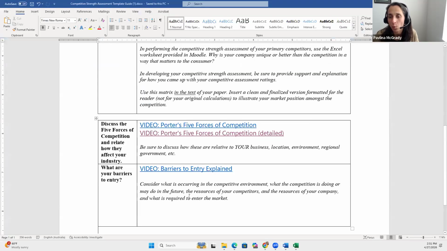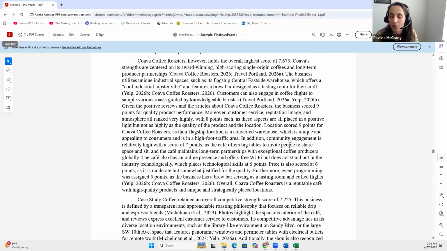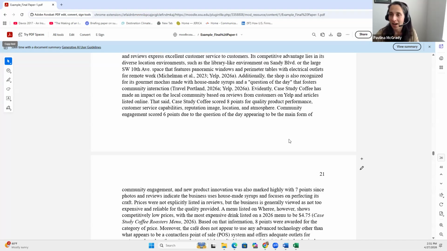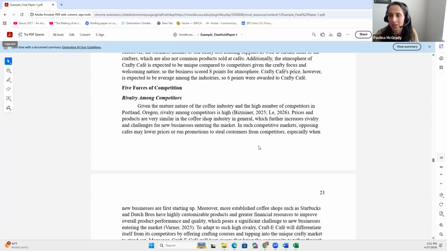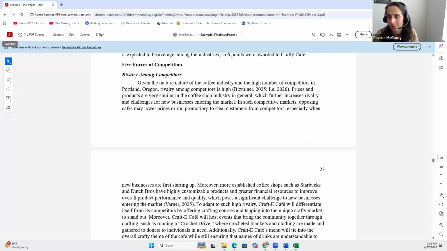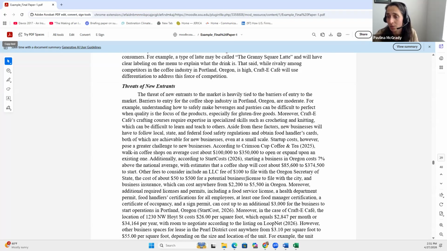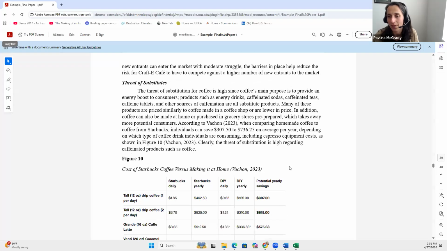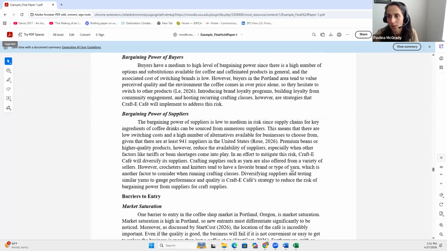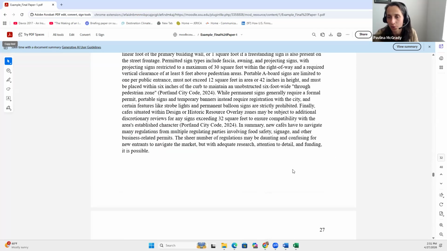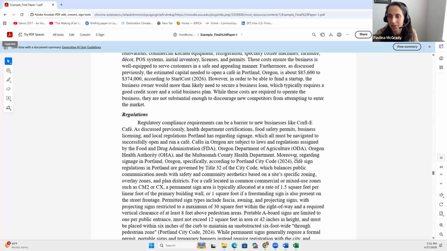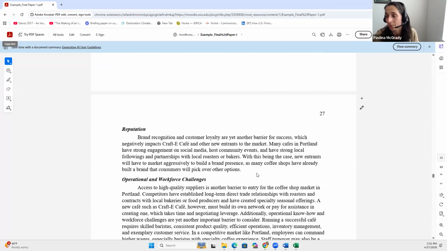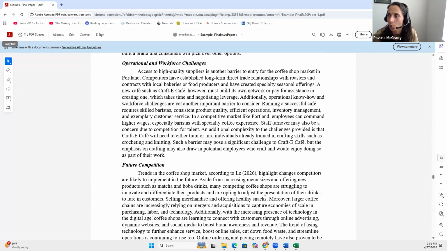And lastly, what are the barriers to entry? Again, we're trying to identify how we can succeed, right? That's our main goal. So you can see here another example of the five forces and the rivalry, and everything should be supported with references. And then lastly, we get to the barriers to entry. You can see where it starts here. In this case, they talk about market saturation, startup regulations, etc. You summarize those as well.